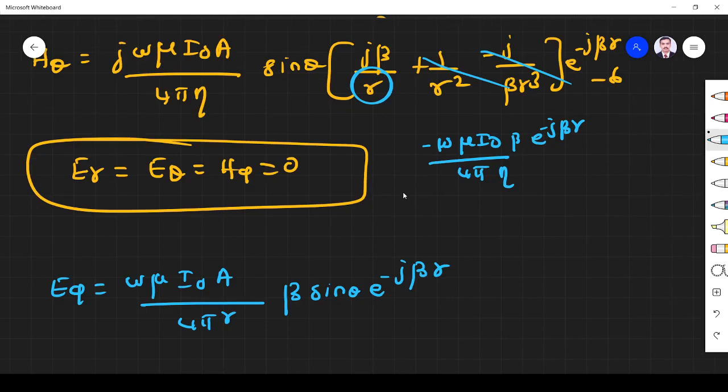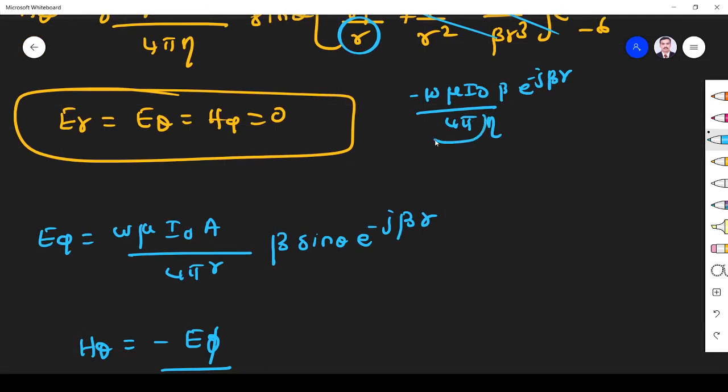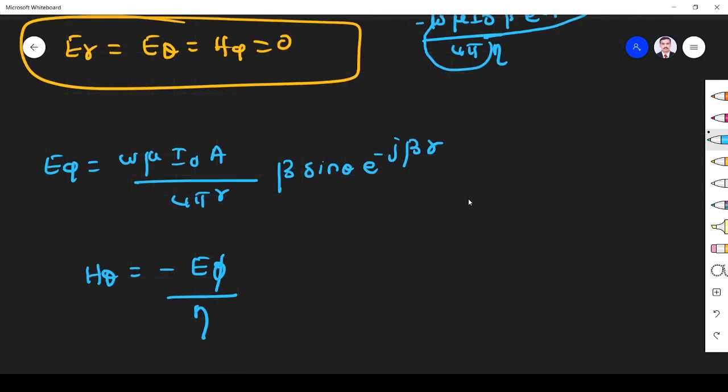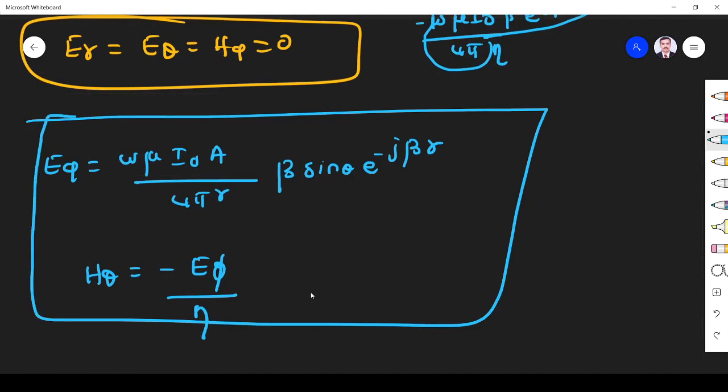We compare both the equations. This is what our H theta. What is the relation between them? Omega mu I naught beta e power, divided by 4 pi, is E phi. So H theta is minus E phi by eta. So simple. Right? So other components are 0, where eta is equal to 120 pi. So this is the expression for the far field pattern or radiation pattern of loop antenna.